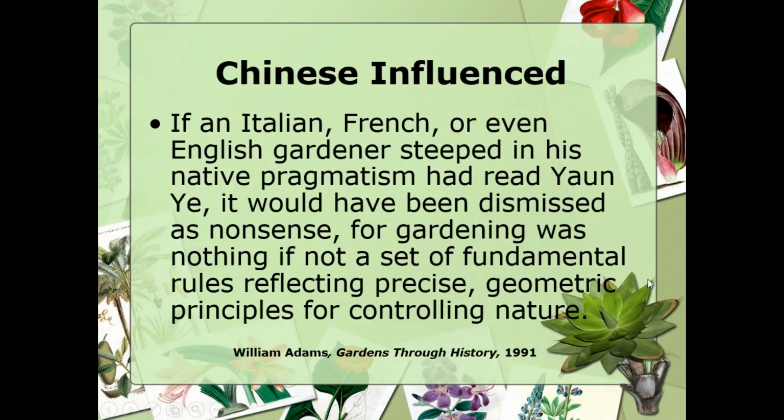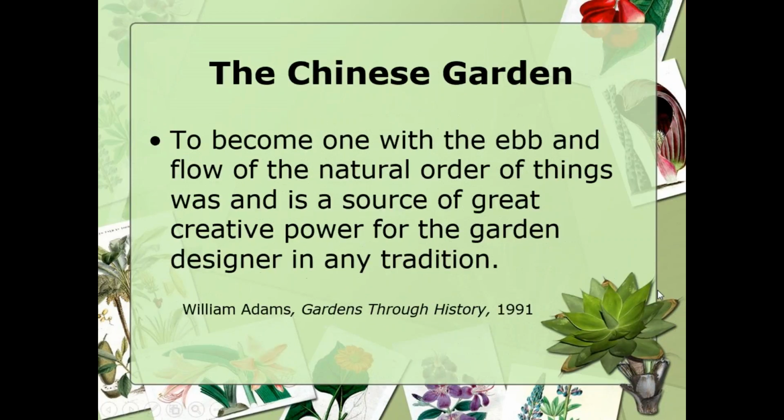If an Italian, French, or even English gardener steeped in his native pragmatism had read Yuan Ye, it would have been dismissed as nonsense, for gardening was nothing if not a set of fundamental rules reflecting precise geometric principles for controlling nature. To become one with the ebb and flow of the natural order of things was and is a source of great creative power for the garden designer in any tradition.